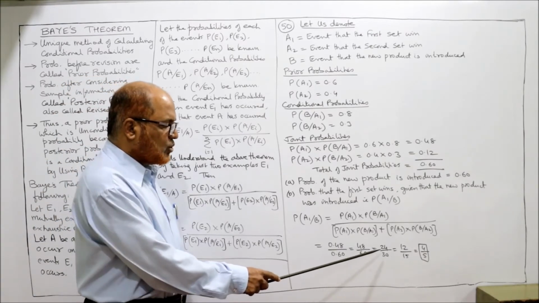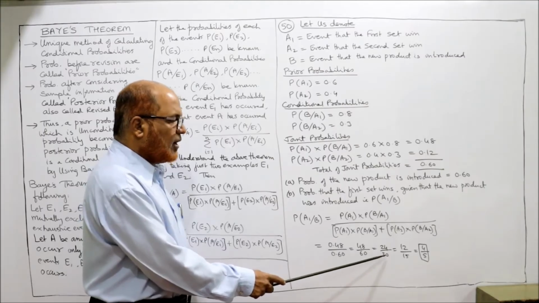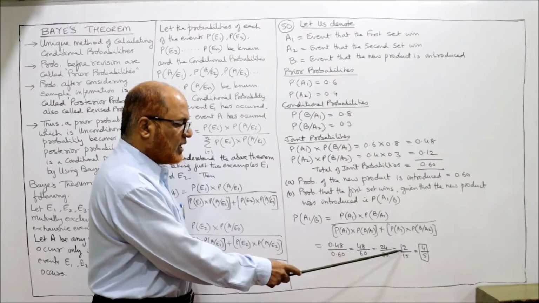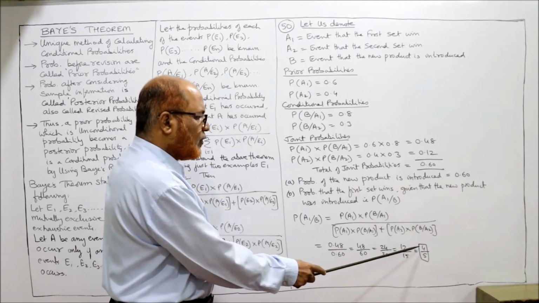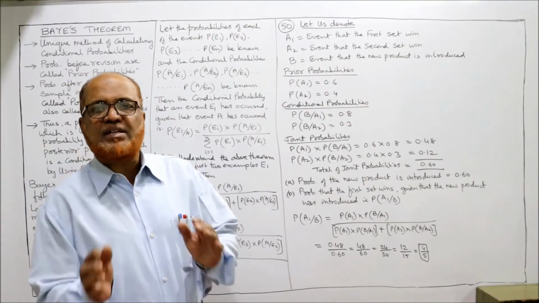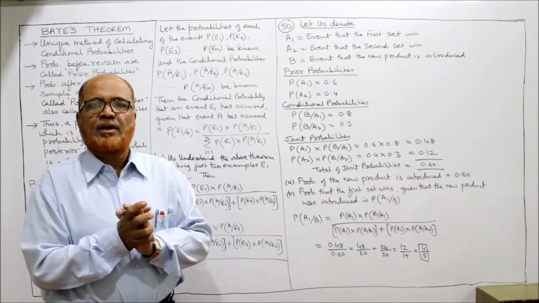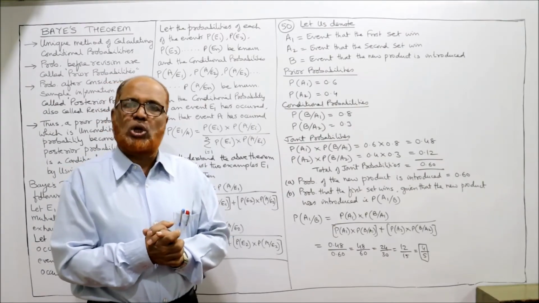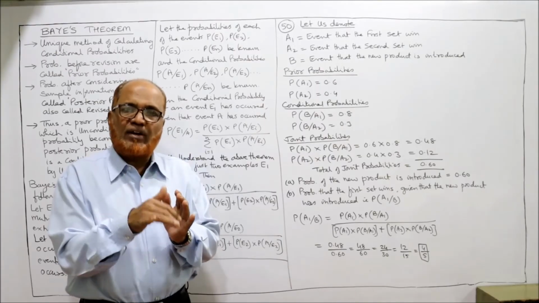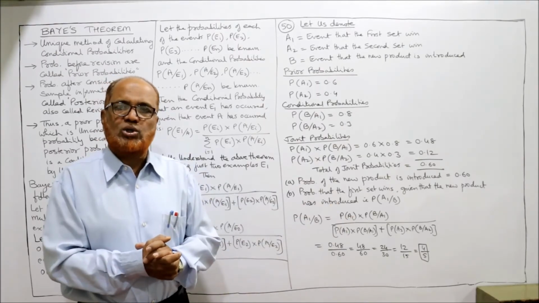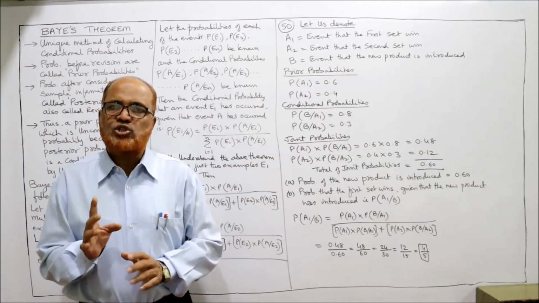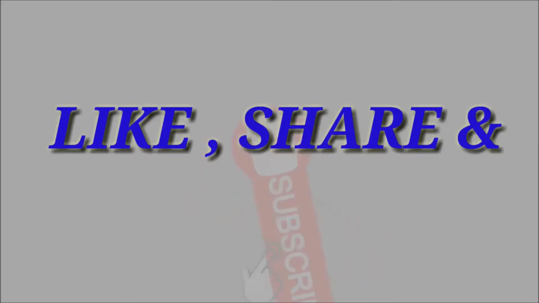If we simplify, 2 2s are 4, 2 4s are 8, 2 30s are 60. Simplifying further, 2 6s are 12, 2 30s are 60. Now this is divisible by 3: 3 4s are 12, 3 5s are 15. So 4 by 5 is the probability that the first set wins given that the new product is launched. That's all. This is the end of problem number 50, and this is the first problem on Bayes' theorem.